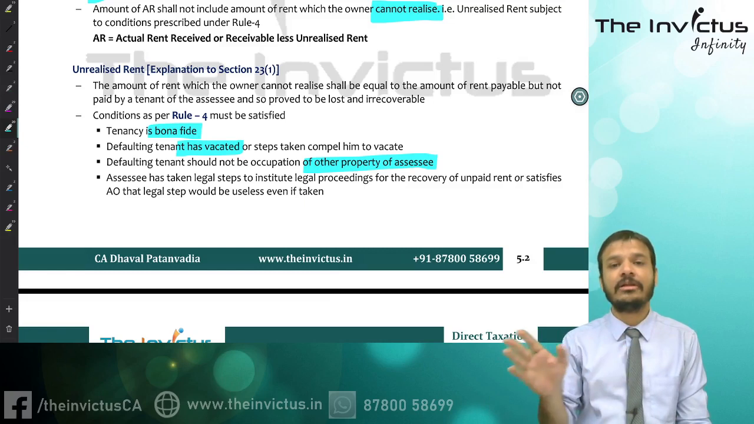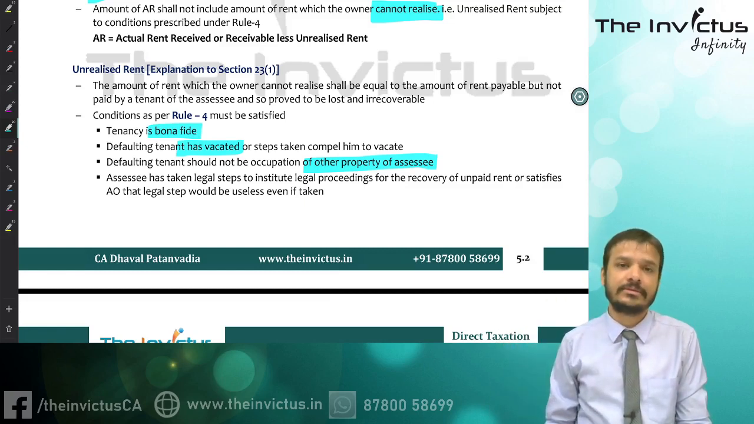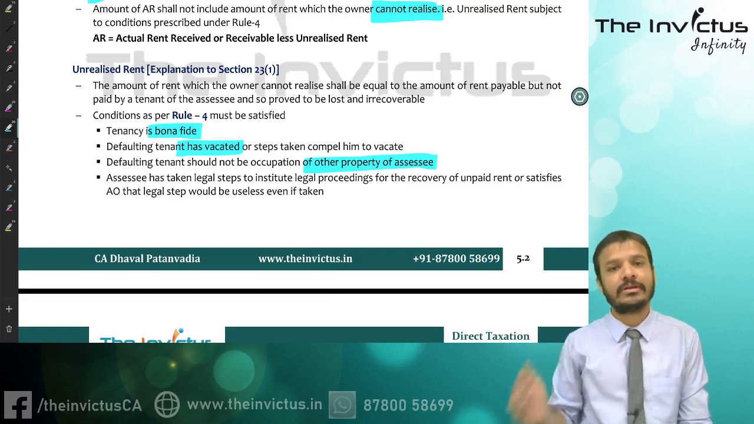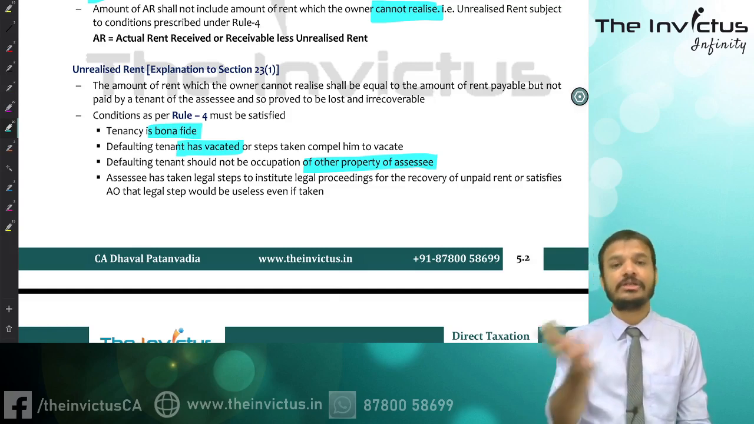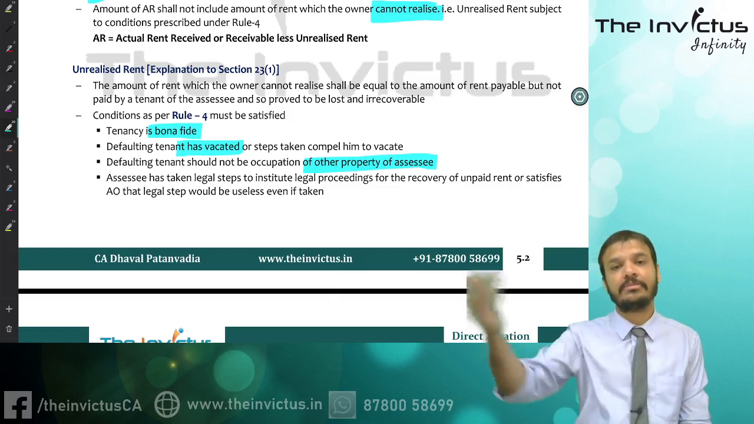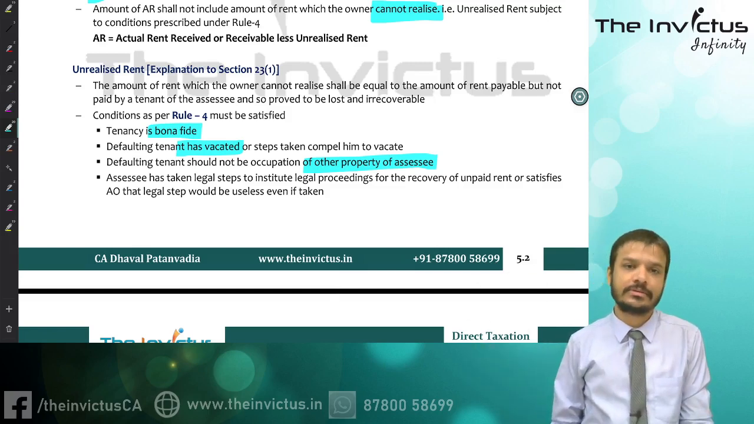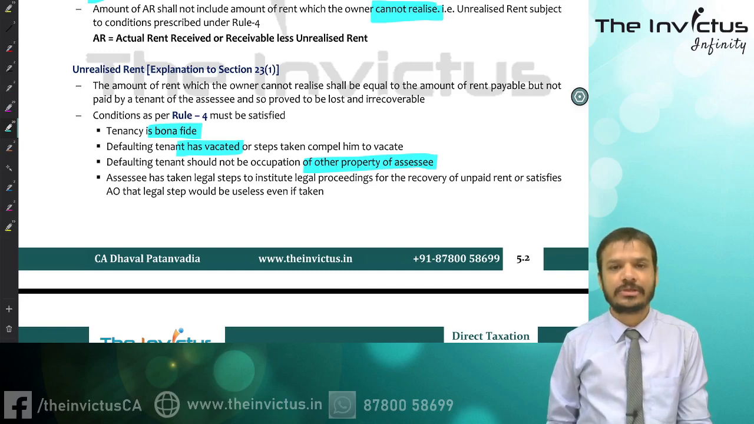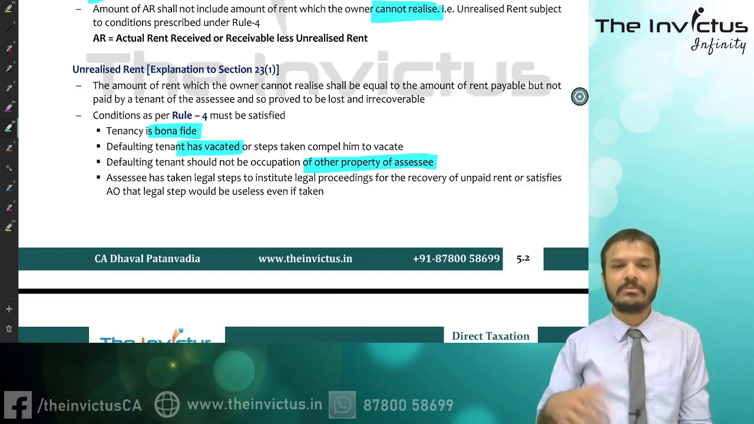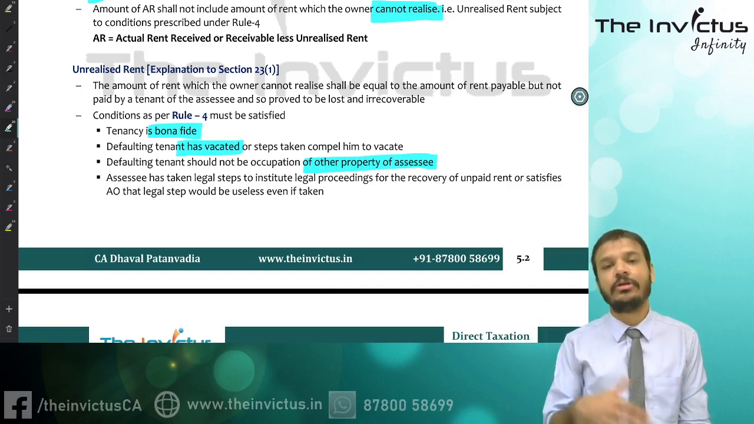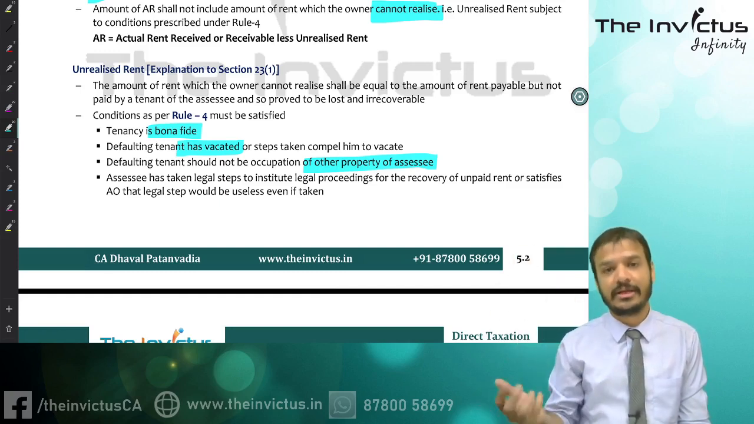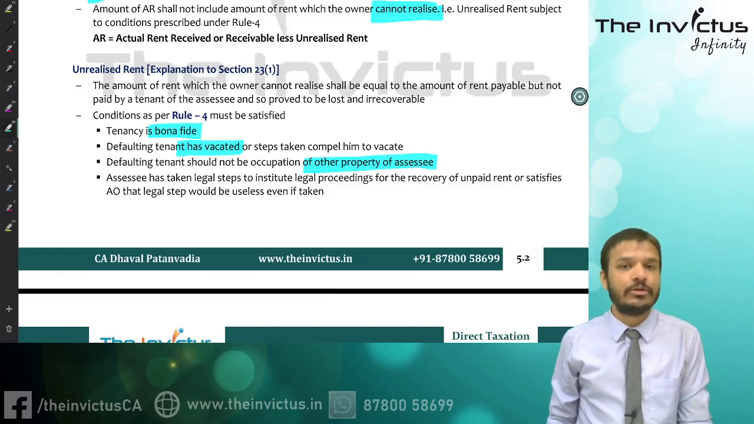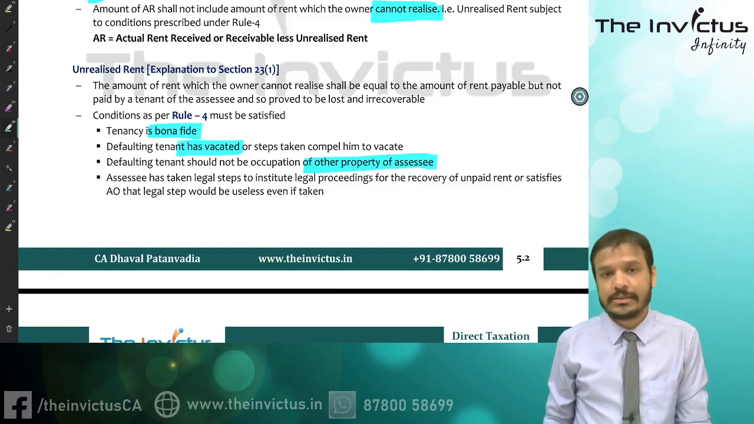right? But he is regularly paying rent for the office which is also taken from Mr. X. So how can it be possible, right? If the same person is not paying rent for your house property, but is paying rent for your office, it should not be possible. So some question may be raised on bona fide, that we can say tenancy must be bona fide. So in that case you will not be allowed to reduce your unrealized rent.